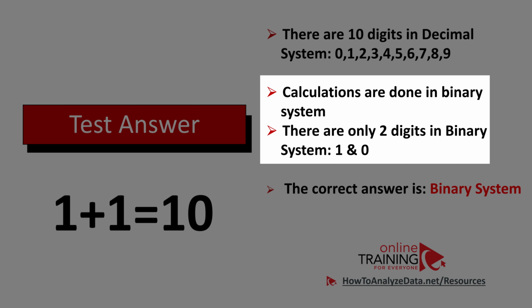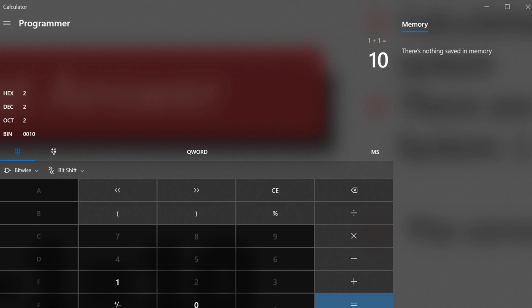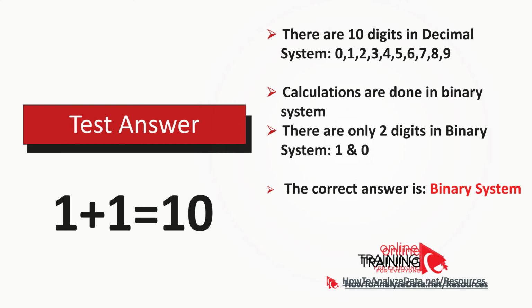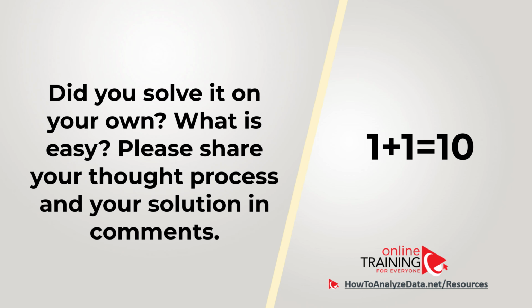Let me demonstrate this to you. If you launch Calculator in Windows and then switch to the Programmer Calculator, you can choose different systems. By default, it's a decimal system, but if we switch to binary, and then we can add 1 plus 1, it equals what looks like 10, which in reality is 2 in the binary system. Hopefully you've nailed this question and now know how to answer similar problems on the test.